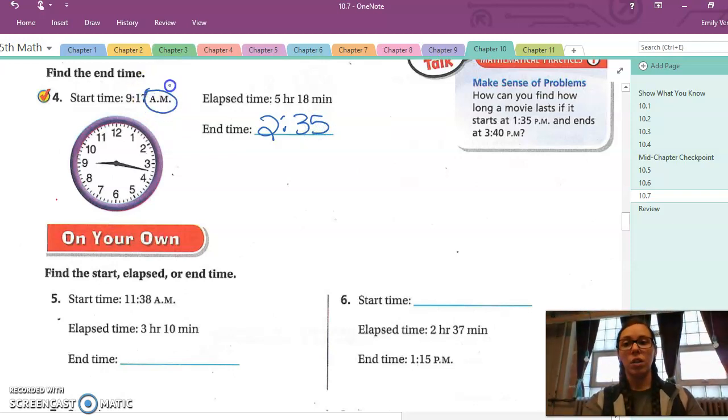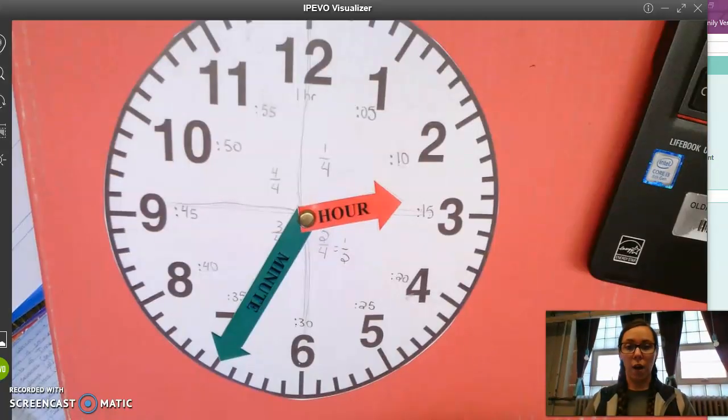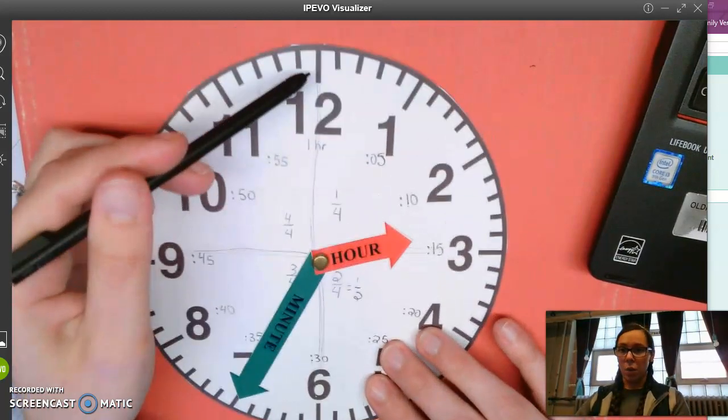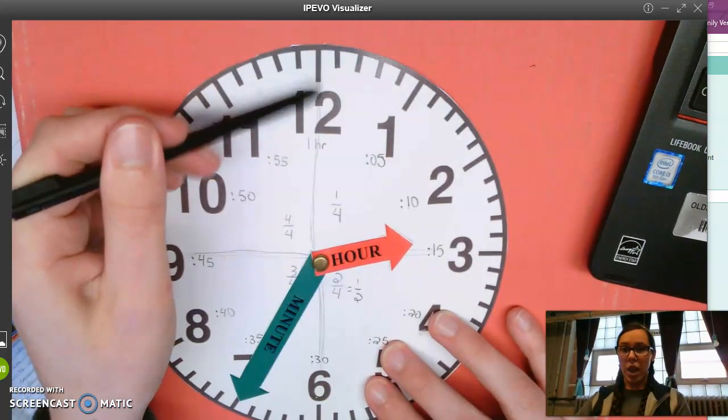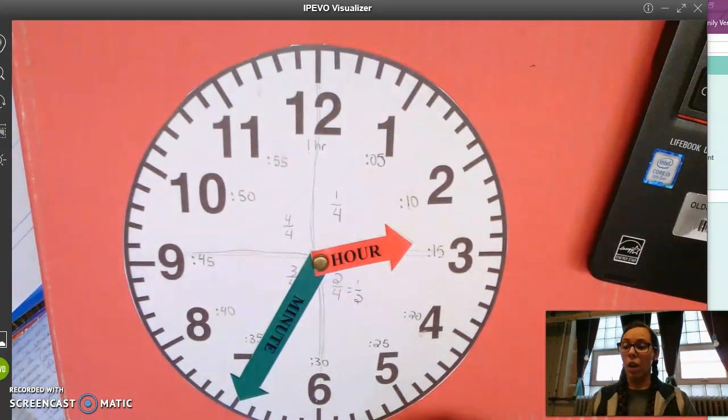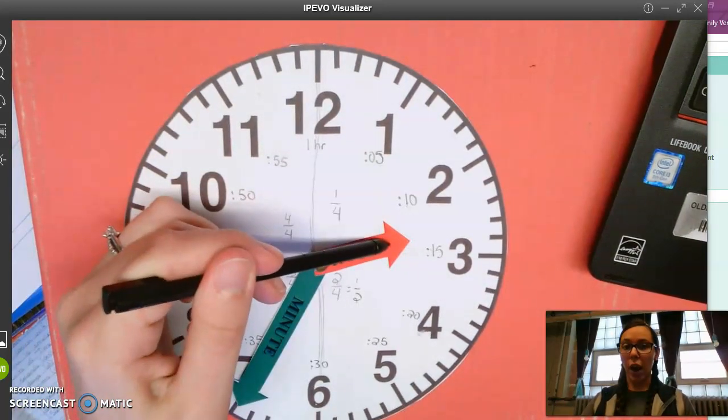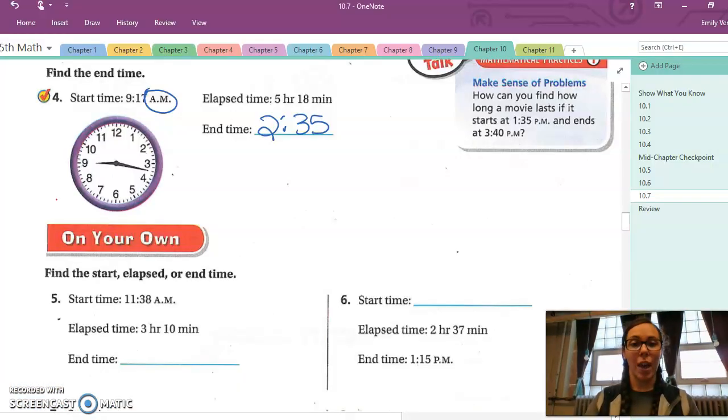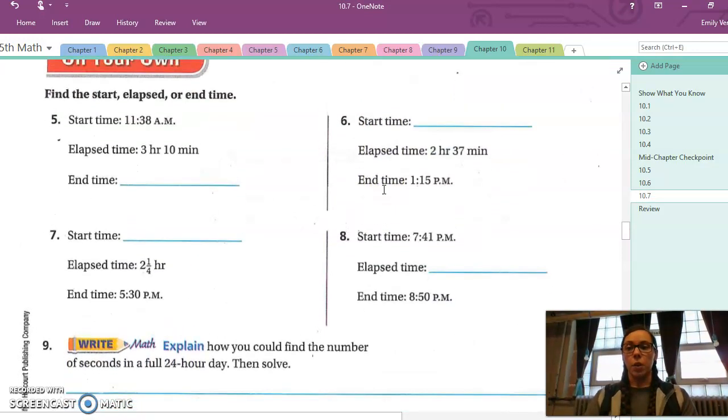If we start in the morning and we go past the 12, remember at the 12 is where it changes between AM and PM. Since we went past the 12 with our hour hand, that means it's now PM. 2:35 PM. Okay? For this one is the same as what we just did. 6 is like that example where they give us the time you have to be done, the elapsed time, find the start. Here's where you're finding the middle.